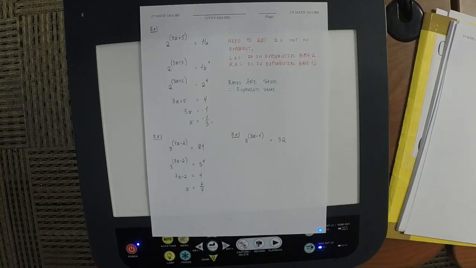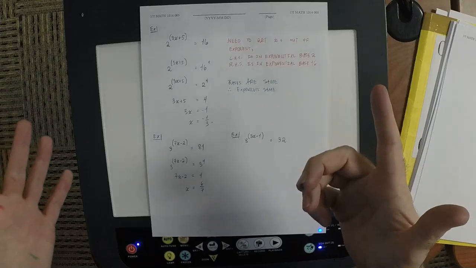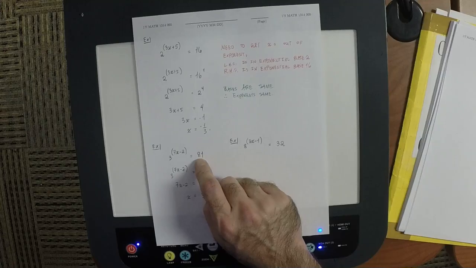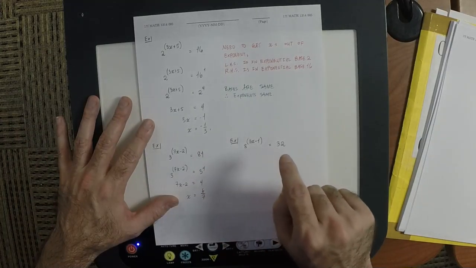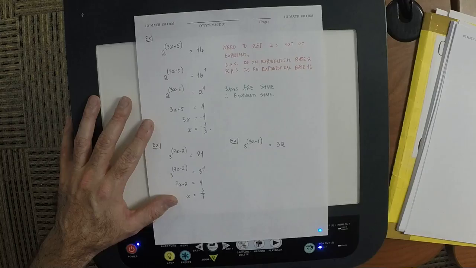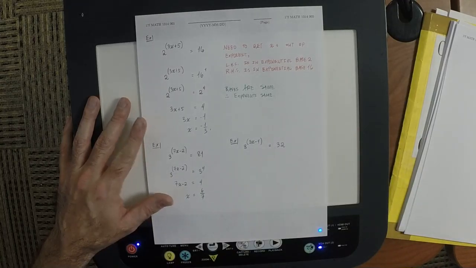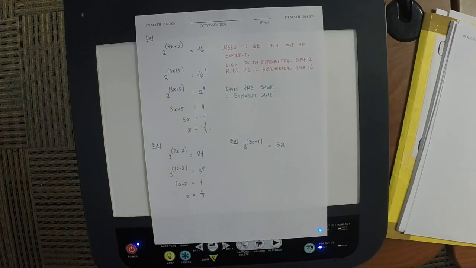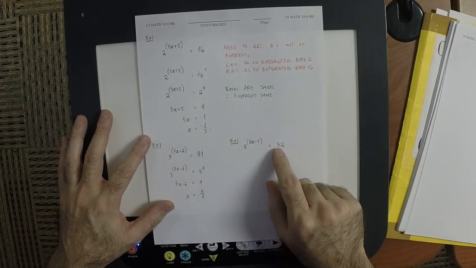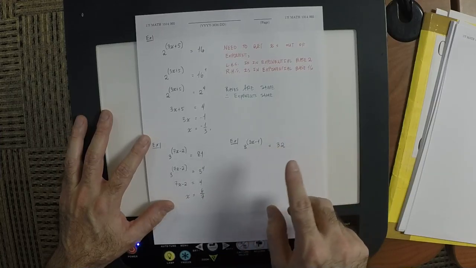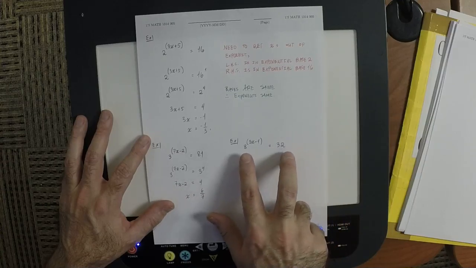So we're still having the same problem, right? That the two sides are not in the same base. For this one, you could say, well, 81 is 3 to exponent 4. Okay, can 32 be written as a nice exponent, 8 to something? Not really. Or at least it may be difficult for you to imagine what exponent it should be.